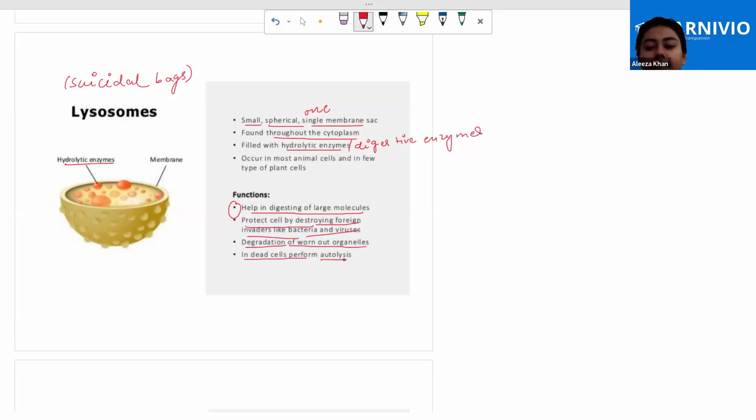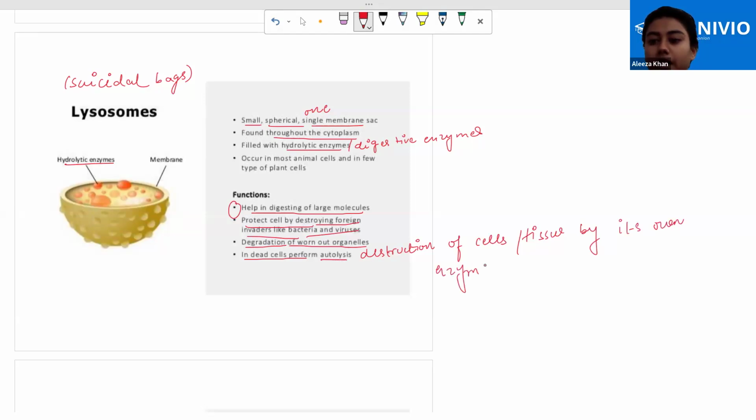What is autolysis? Any idea? Vishal, are you there? Yes, ma'am. Anas, what is autolysis? No, ma'am. No idea. See, autolysis is destruction of the cell by its own enzymes. That's why we are calling them the suicidal bags. Destruction of cells or tissues by its own enzymes. This is the action of the lysosome, and the reason for calling it the suicidal bags.